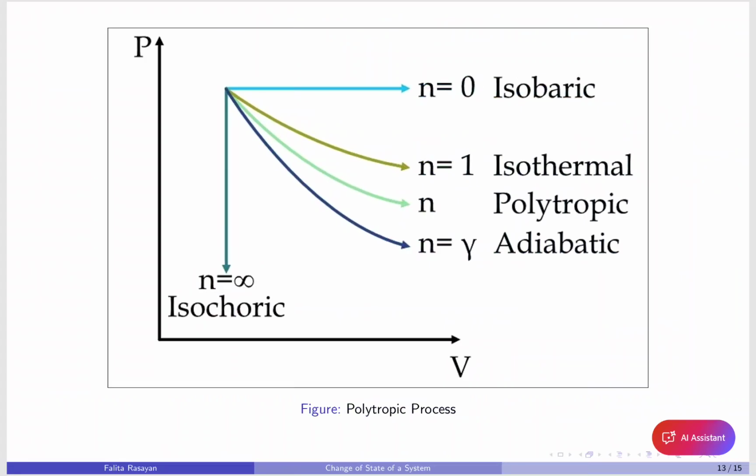So if we plot PV for a polytropic process, as you can see, for the prominent values we have n equal to 0 isobaric, n equal to 1 isothermal, n equal to gamma adiabatic, and n equal to infinity isochoric. And when n is any other value, different from these four, we will have a polytropic process.